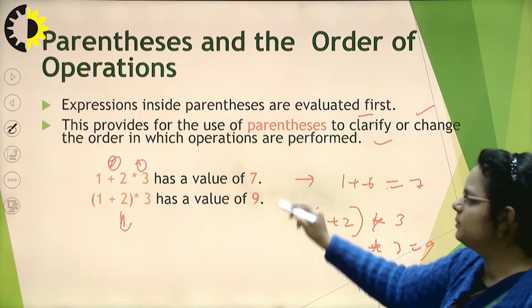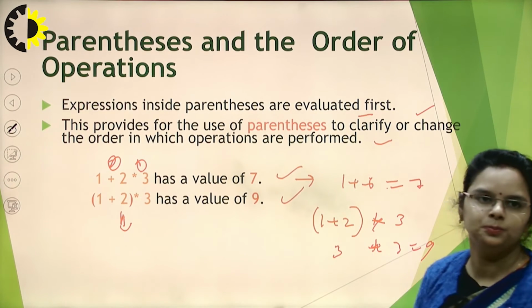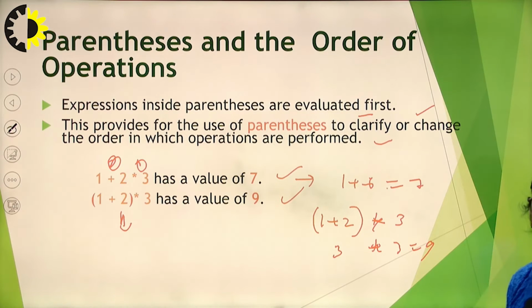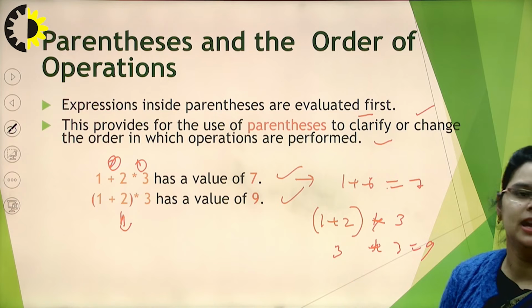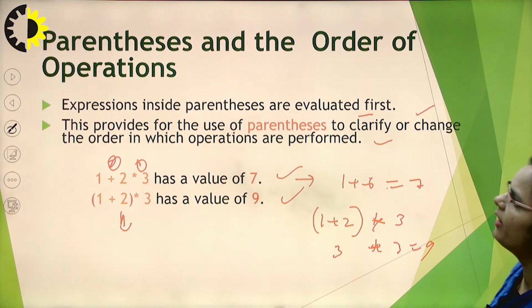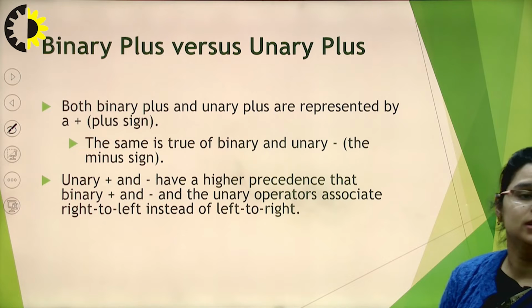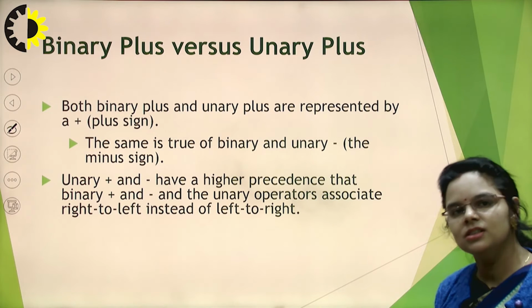So both these expressions have the correct value. So we understand that parentheses has the highest precedence. First of all, we have to evaluate the parentheses, and then the order of operations would be evaluated. Now let us move to another one, which is binary plus versus unary plus.